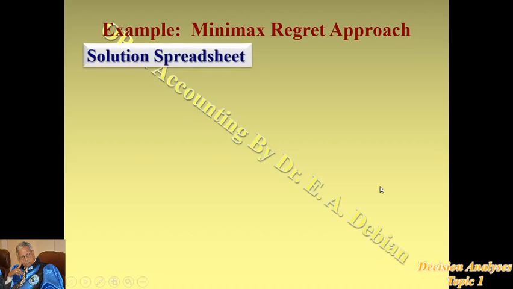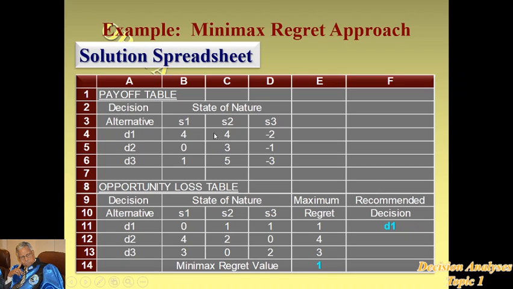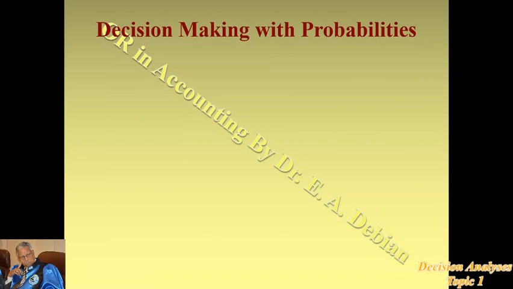This is the result. This is the original payoff table. This is the regret table. This is the maximum regret. And this is the minimized maximum regret. And decision 1 is selected. Now we finished decision making without probabilities.